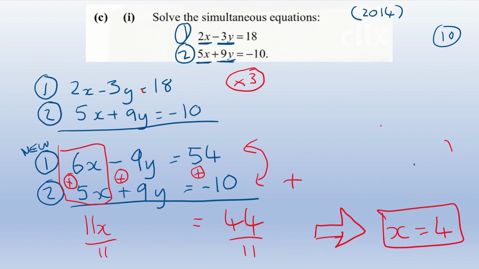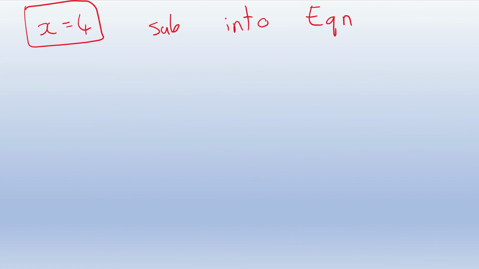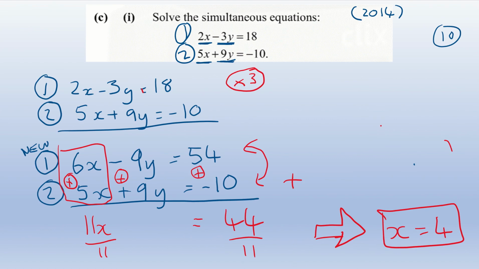Now we still have to find out what our y is, remember? So for our next step, we know that x is equal to 4. We're going to substitute that into one of our equations, equation number 1 or equation number 2. Well, it's up to you really. Let's substitute into equation number 1 and we'll see how we deal with our minus sign in the middle as well. Yeah, I'm going to pick equation number 1. So 2x minus 3y is equal to 18.